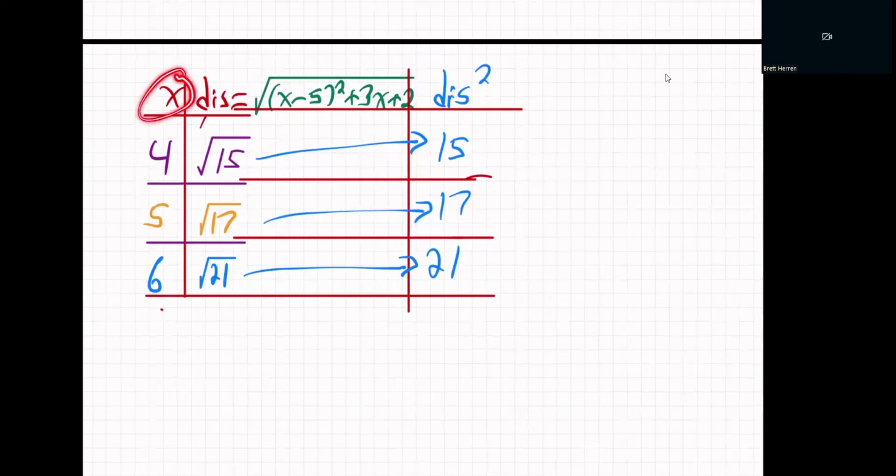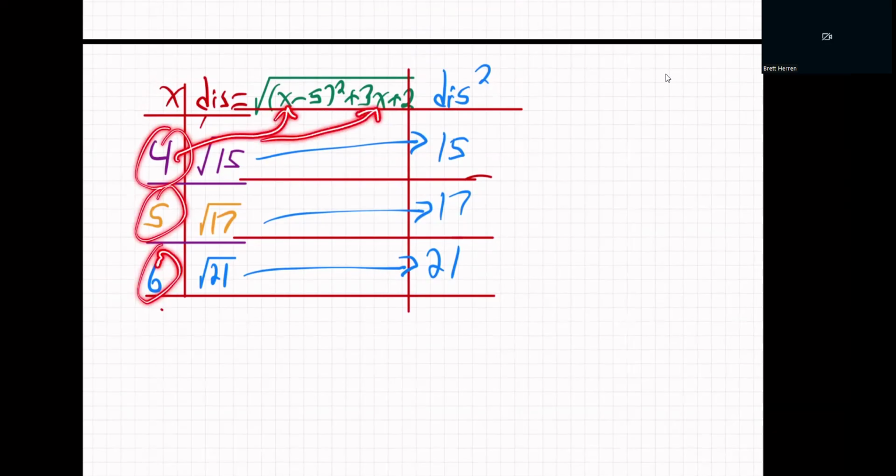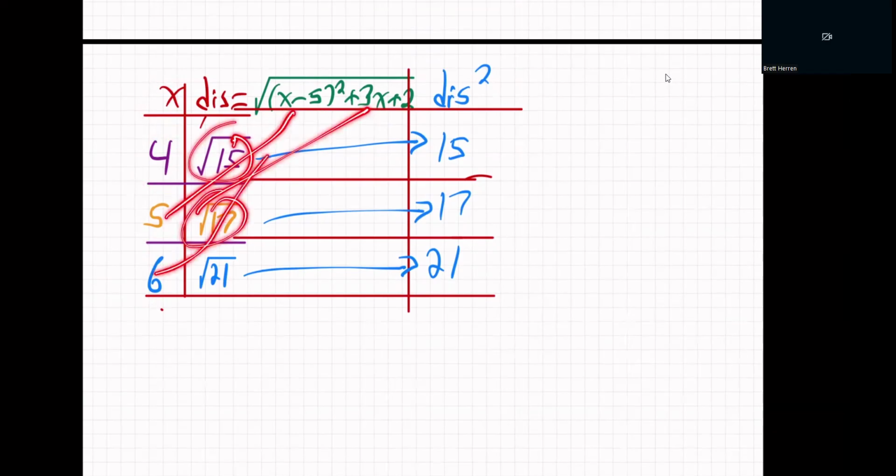So here's a table of x values. Here's the distance formula we were just looking at. And I just picked some x values sort of at random, nothing special about them. I plugged in 4 for x, worked it out and got square root of 15. Then I plugged in 5 and got square root of 17, plugged in 6, got square root of 21. Which one of these is minimum? Well, this one is the lowest, right? And that happens at x equals 4.